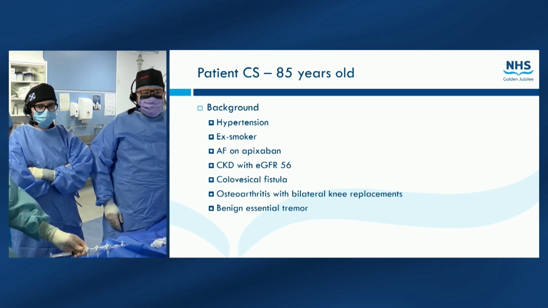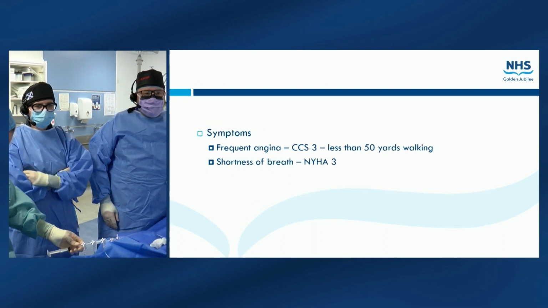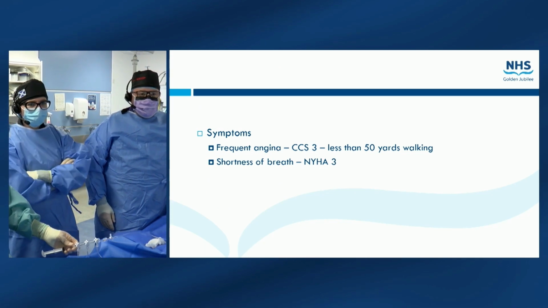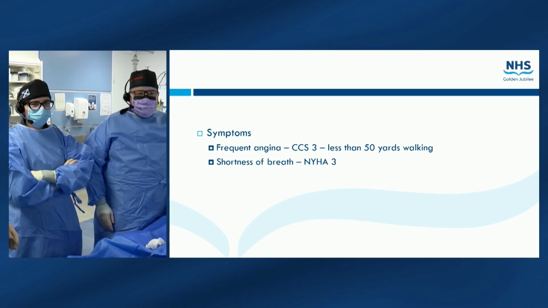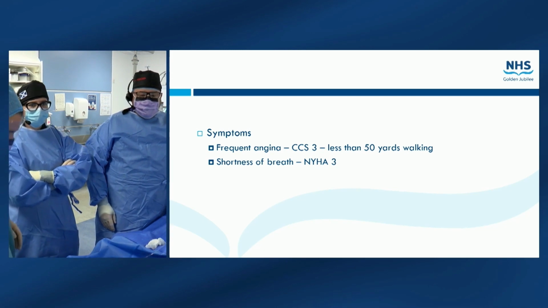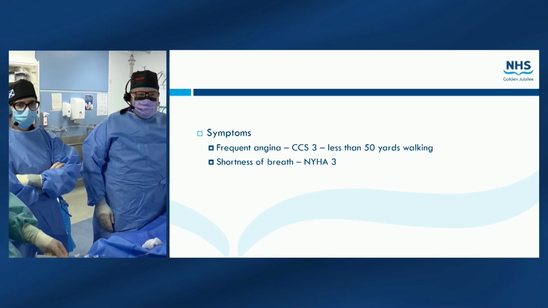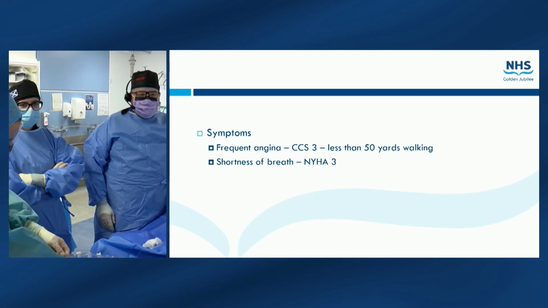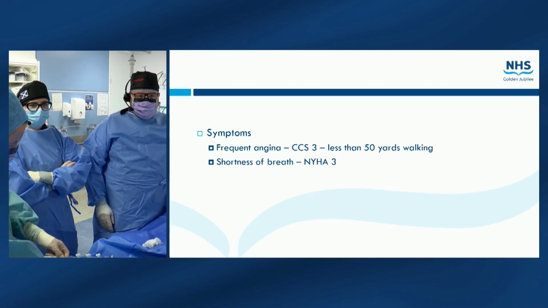We'll go to the next slide. He describes fairly frequent angina. We call this CCS class 3. He gets angina walking less than 50 yards, and it's been escalating over the past couple of years. He also complains of shortness of breath on exertion.